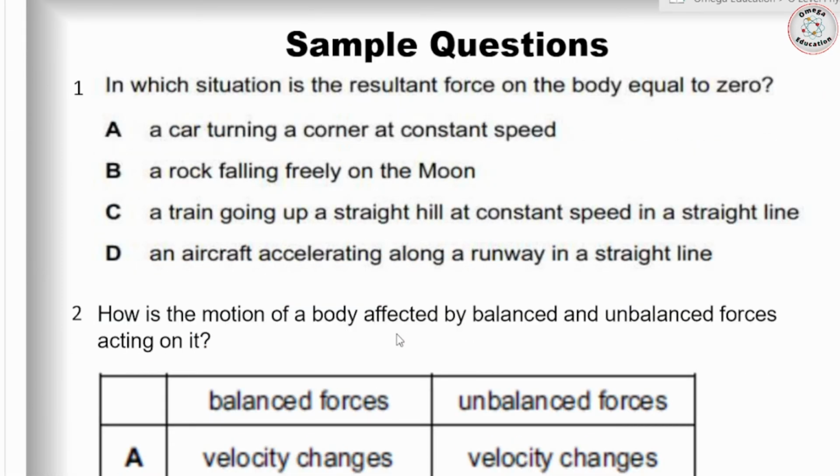Now moving on to some of these sample questions. Here we have the first one. In which situation is the resultant force on the body equal to 0? A: a car turning a corner at constant speed, B: a rock falling freely on the moon, C: a train going straight up the hill at constant speed in a straight line, D: an aircraft accelerating along the runway in a straight line. So anyone who would like to answer this one?